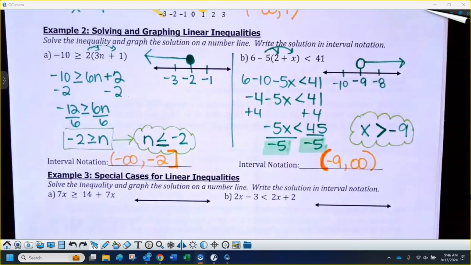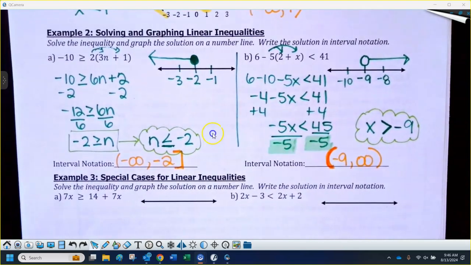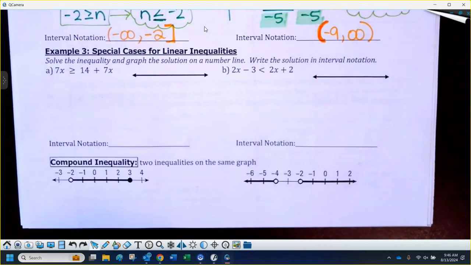All right, now, these two are kind of weird. So these are what I would call a special case. They're both inequalities, kind of similar to what we just solved, but I'm going to show you that you can have a weird scenario happen, and that's what's going on in these two questions.